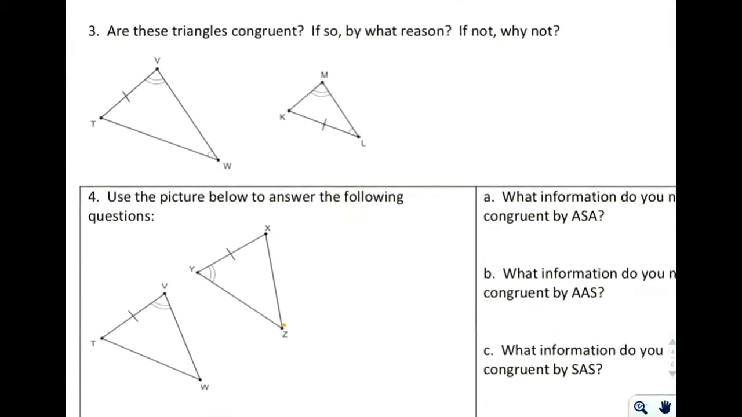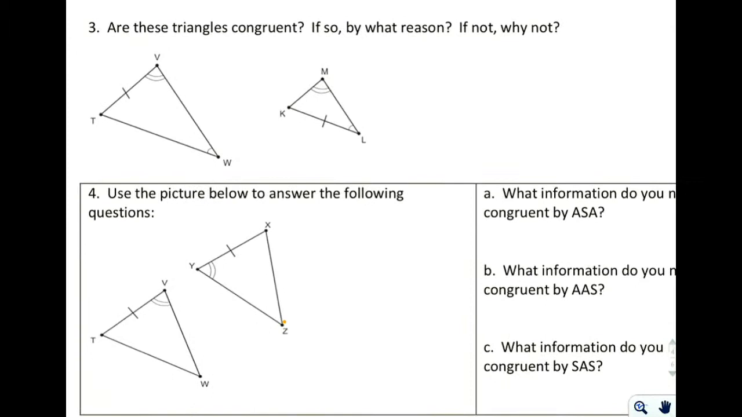Let's look at number 3 here. We're asked if these triangles are congruent, and if so, by what reason, and if not, why not? Well, looking at the first picture, I have an angle, and a side. So I'm thinking AAS, angle, angle, side. Let's make sure that that corresponds exactly with what we have in the other triangle. I have the angle with 1 tick mark, okay, followed by the angle with 2 tick marks, alright, followed by the side over here, followed by the angle, angle, side, angle, angle, side.